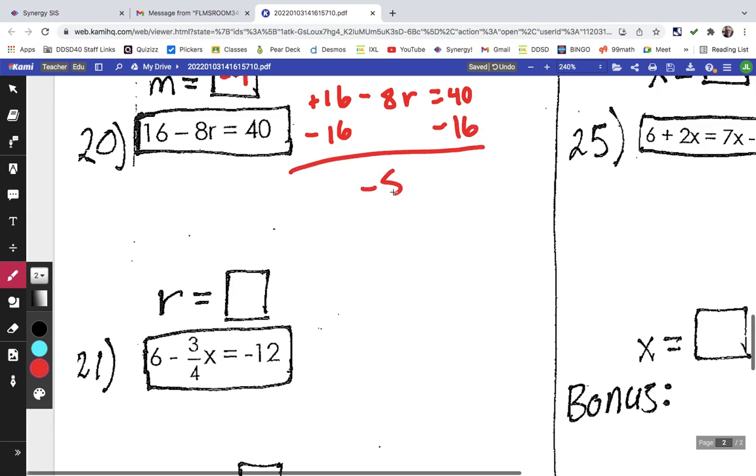And -8r is equal to 24. So we're going to divide by -8. And r is equal to -3.